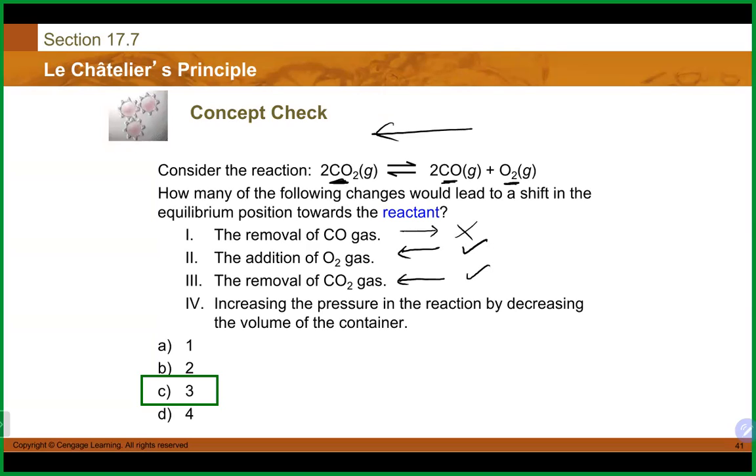And increasing the pressure in this case by decreasing the volume. So smaller volume, fewer gas molecules. So in this case, we have 2 and 2 and 1, which is 3 gas molecules on the other side. So that would cause it to shift to the left. So it looks like those 3 are the ones that actually will cause it to go to the left. Any questions on that one there?